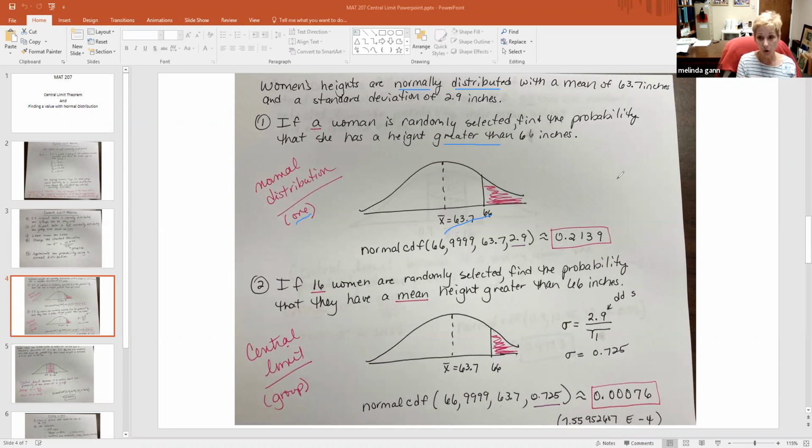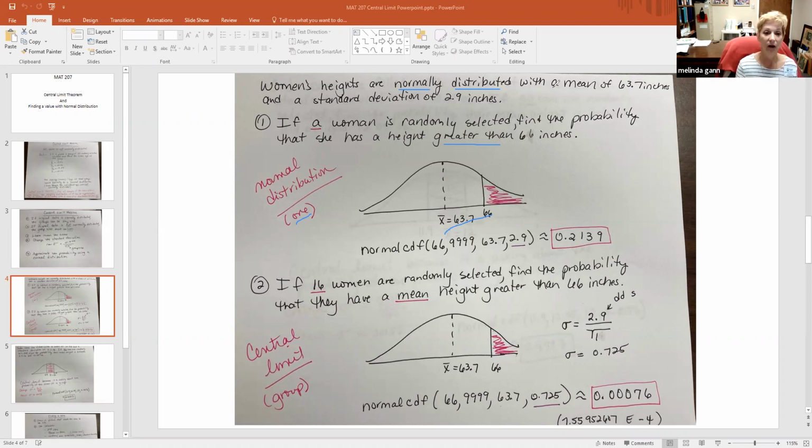Now, let me warn you that in your book sometimes, instead of asking you, what's the probability that a woman has a height greater than 66 inches? They might say, what percent of women have a height greater than 66 inches? If they ask what percent, I just change this decimal to a percent. Remember how to do that? How do you change a decimal to a percent? You multiply by 100. So it would be 21.39% of women have a height greater than 66 inches. And remember, that's 5 feet 6 inches.